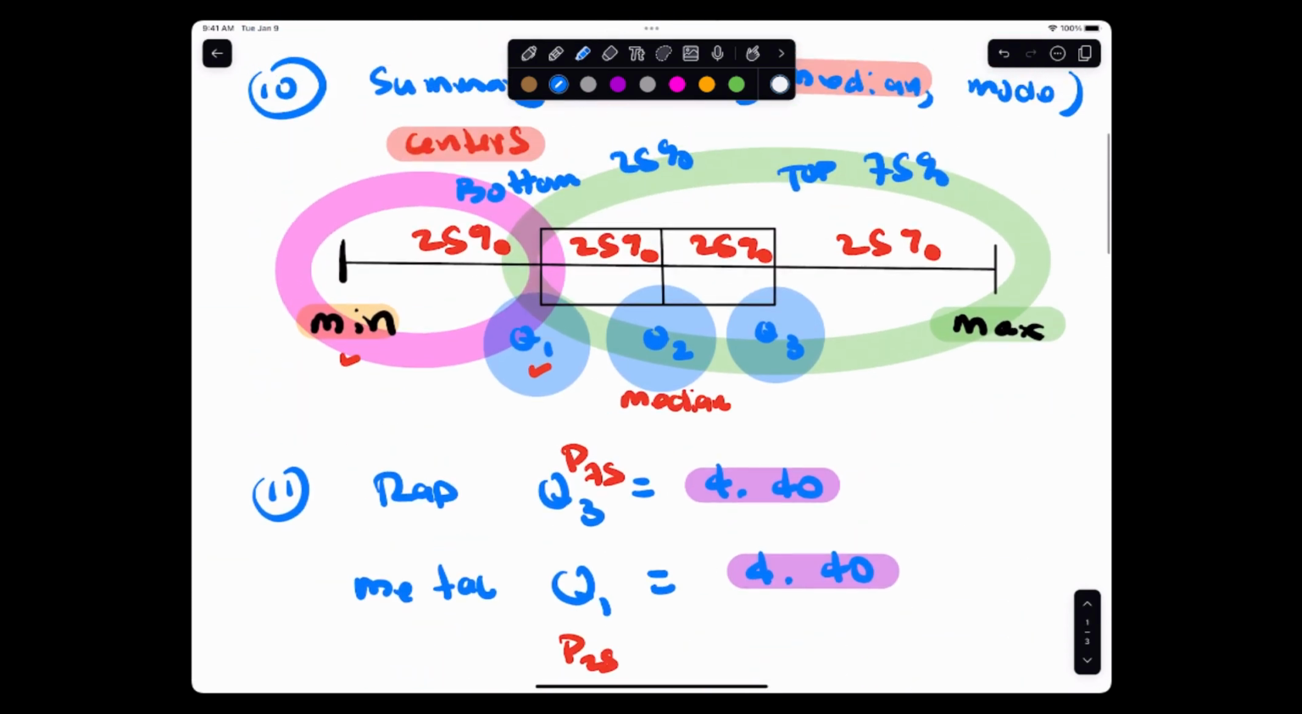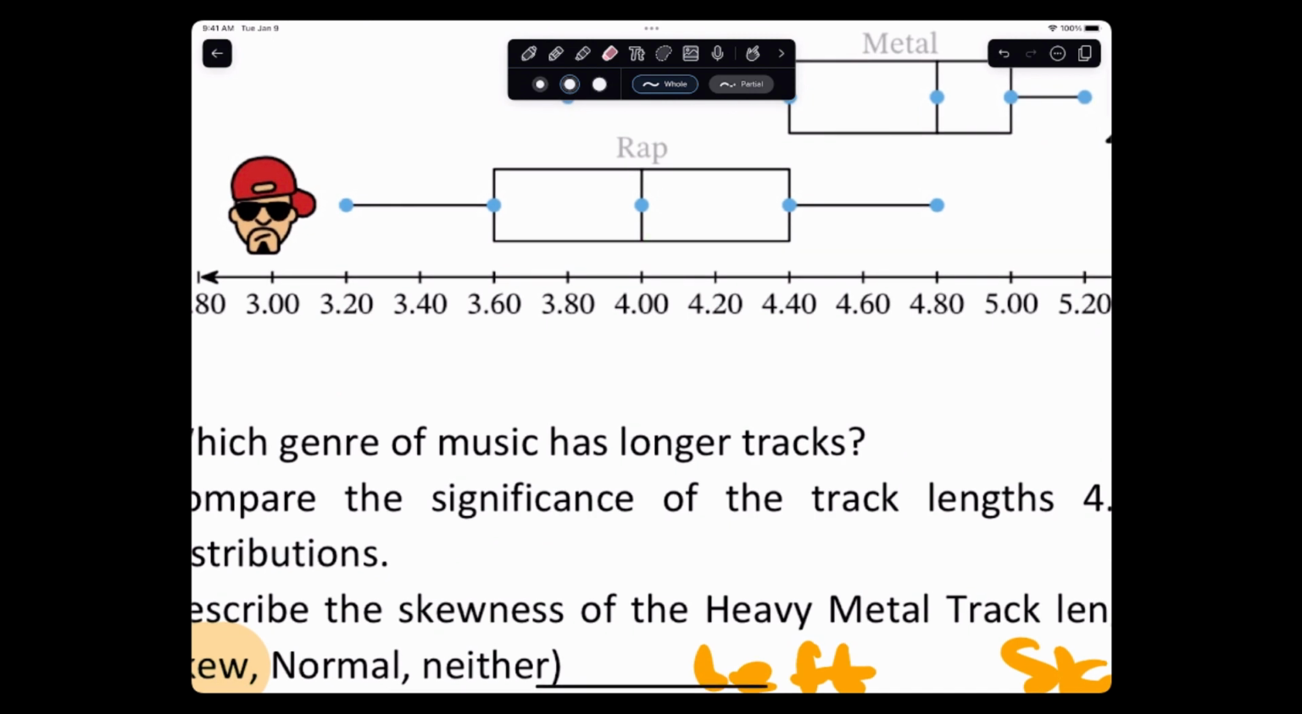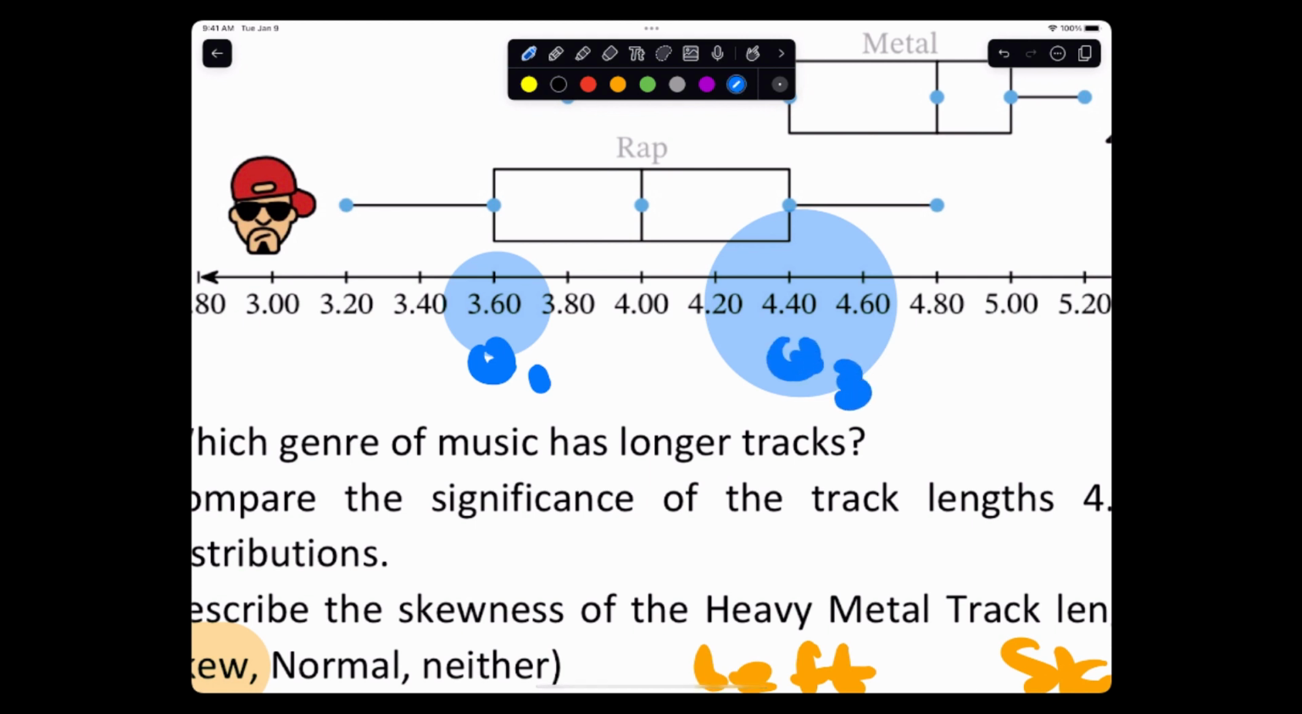So if I said to you, let's look at rap music. What is Q1 going to be? Q1 is 3.60. Is that true? What is Q3? 4.40. That's three minutes and 60 seconds versus 4 minutes and 40 seconds.